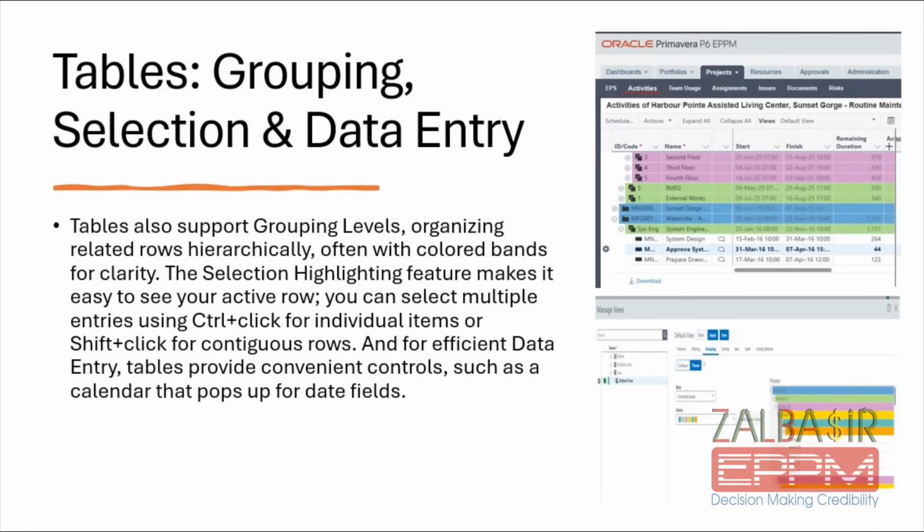Tables, grouping, selection, and data entry. Tables also support grouping levels, organizing related rows hierarchically, often with colored bands for clarity. The selection highlighting feature makes it easy to see your active row. You can select multiple entries using Control-click for individual items or Shift-click for contiguous rows. And for efficient data entry, tables provide convenient controls, such as a calendar that pops up for date fields.